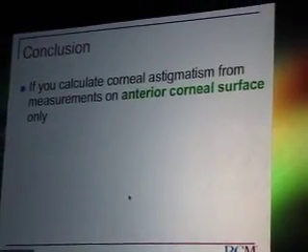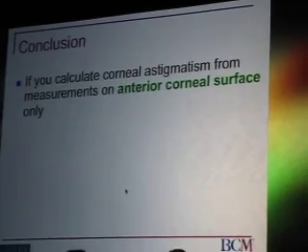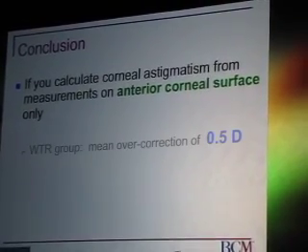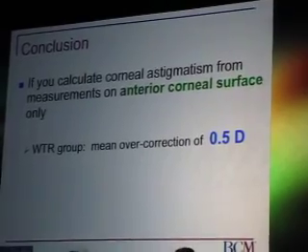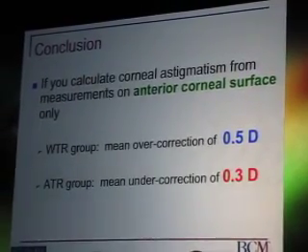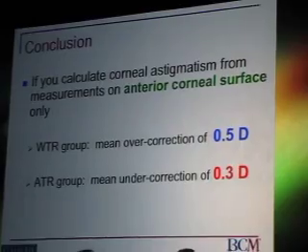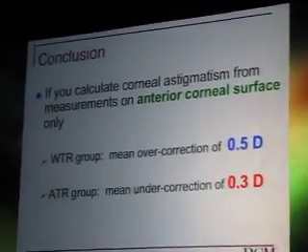So if you calculate corneal astigmatism from measurements on the anterior corneal surface only, in the with the rule eyes, you're going to potentially get a mean overcorrection of a half diopter, and in the against the rule eyes, you're going to get a mean undercorrection of 0.3 diopters.